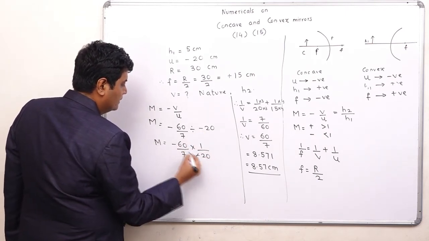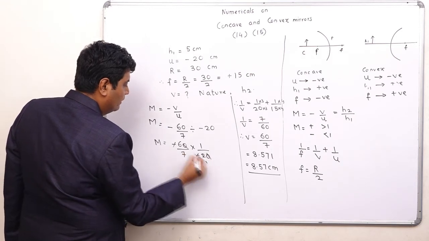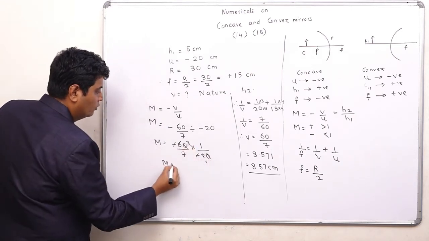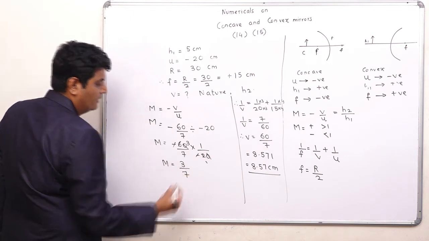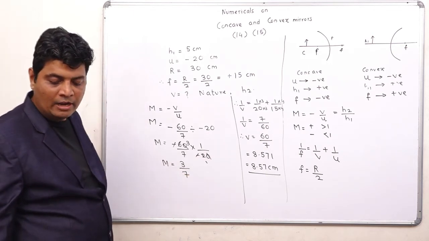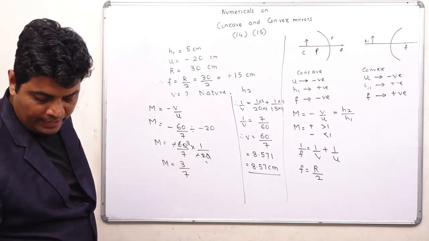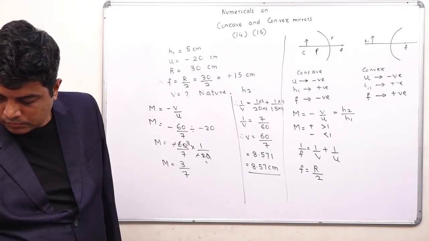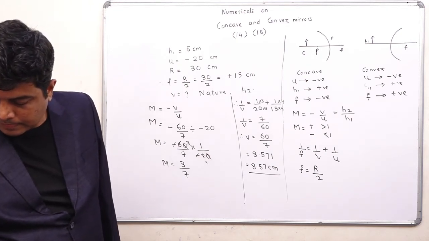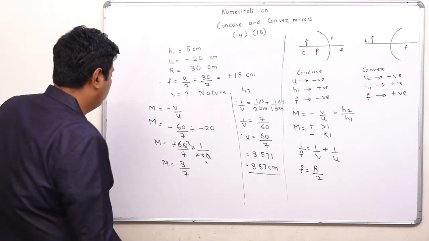This gets cancelled. 2 1s are 2, 2 3s are 6. So M is equal to 3 divided by 7. So calculate the value of 3 divided by 7. We get 0.43.